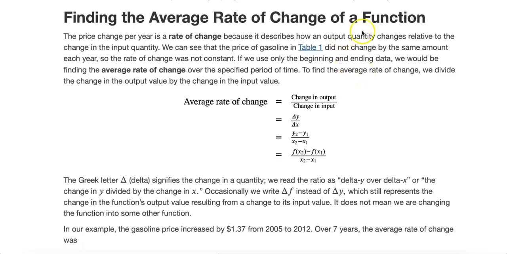The average rate of change of a function is the same thing as the slope. So as you can see, the slope formula y2 minus y1 over x2 minus x1 is the same formula that's used for average rate of change. And it can be expressed in any one of these formats. This format is used when you have a function instead of y. This format, delta y over delta x, is just used to express change in output over change in input.